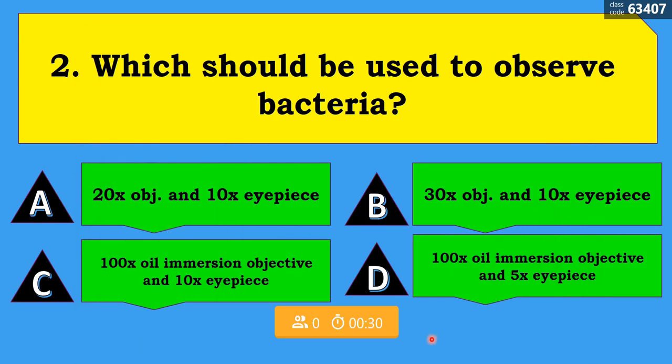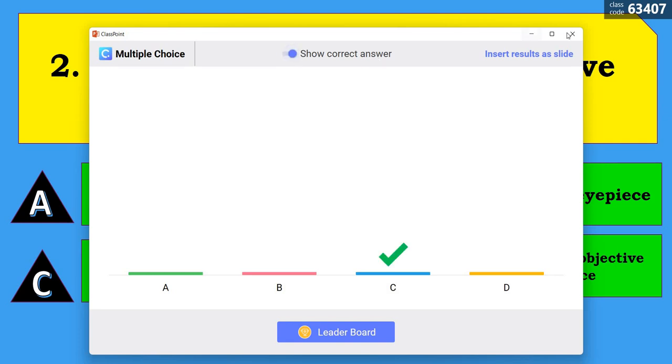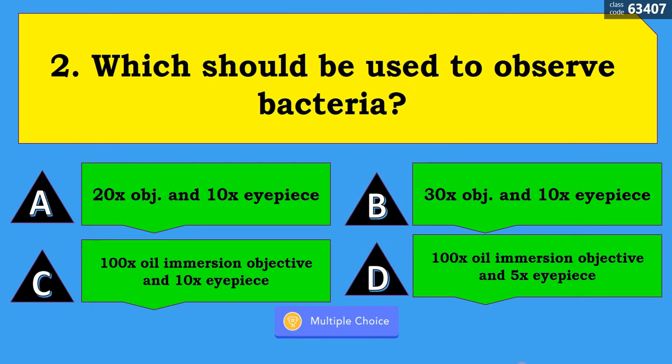Okay, let's proceed with question number 2. Which should be used to observe bacteria? A. 20x objective and 10x eyepiece. B. 30x objective and 10x eyepiece. C. 100x oil immersion objective and 10x eyepiece. D. 100x oil immersion objective and 5x eyepiece. Go! Okay, let's see the correct answer. The correct answer is letter C, 100x oil immersion objective and 10x eyepiece. Very good.